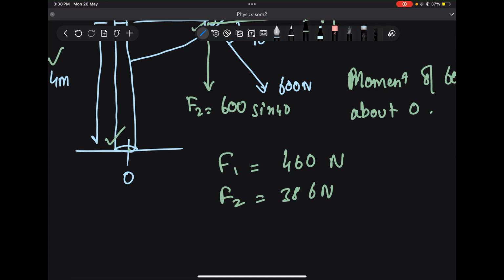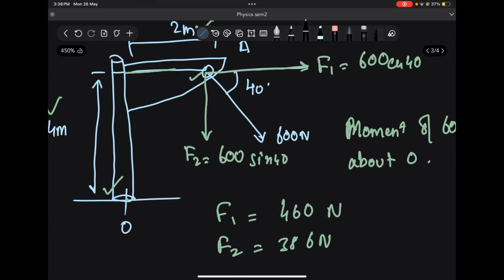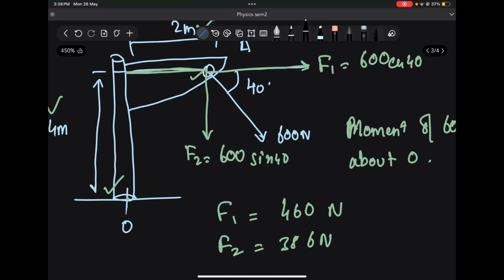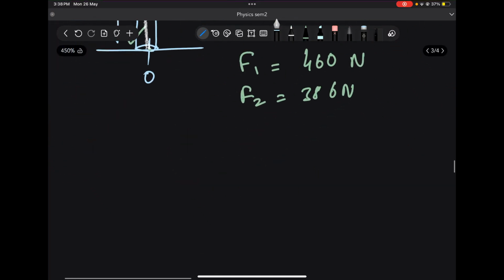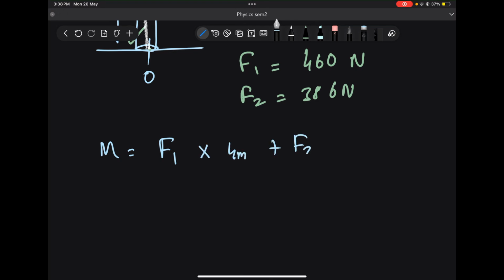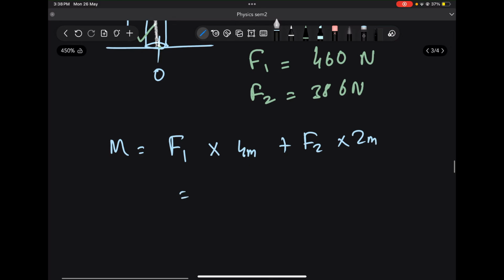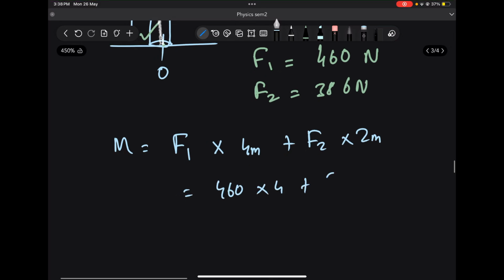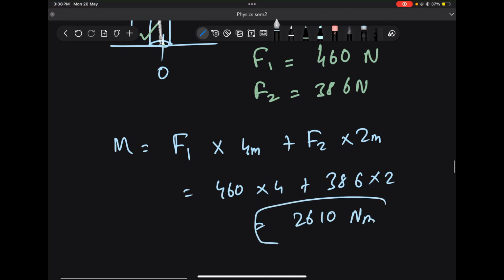Now if you see, the perpendicular distance from O of F2 is this 2 meter, and the perpendicular distance of F1 from O is this 4 meter. So I can write the moment as simply F1 into 4 meters and F2 into 2 meters. If you calculate this, it will be 460 into 4 plus 386 into 2, which will give you 2610 Newton meter, the same and correct answer.